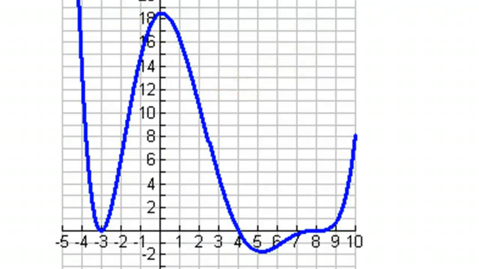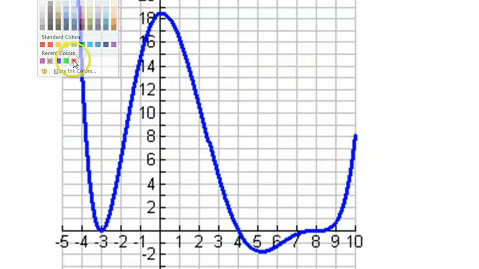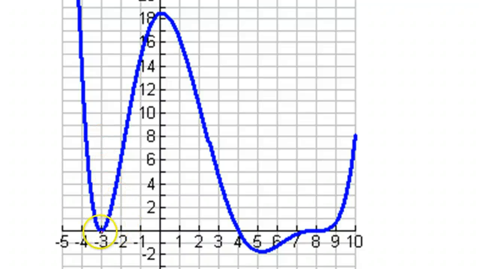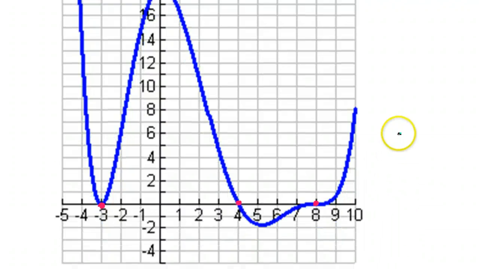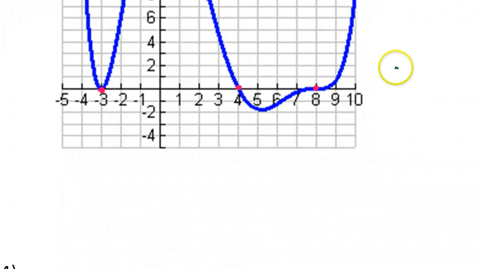Alright, let's start by identifying the zeros that we can see. We see -3 is a 0, and we've got 4 is a 0, and 8 is a 0. Those are our 3 zeros.